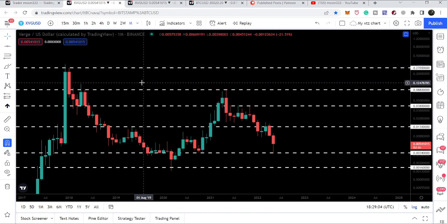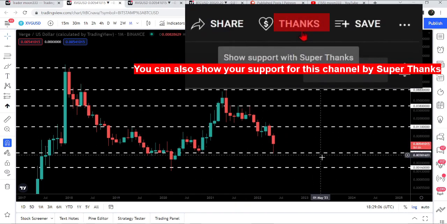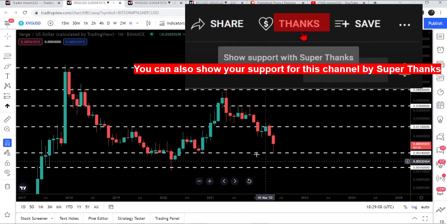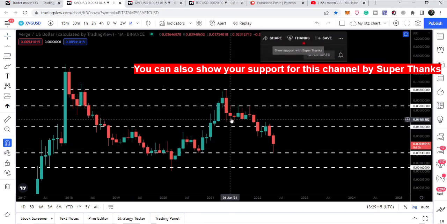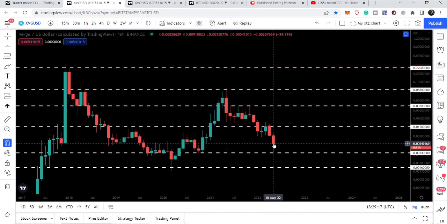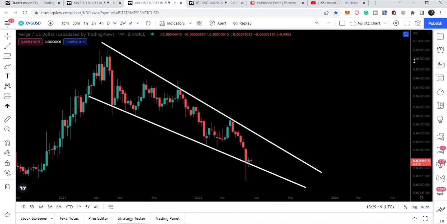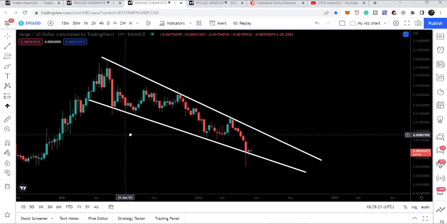But that is way above from here. Right now, we are moving at half cent, $0.0051. That is half cent. So there is a very big distance. So right now we're just stuck in the falling wedge pattern. Let me show you this falling wedge here. And this wedge has been formed on the weekly time frame.